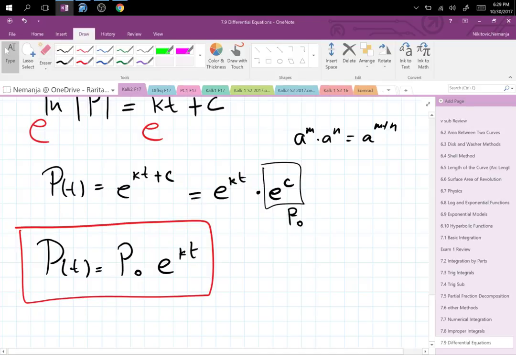Yes? C can be any constant. How do you know that e to the c is P0? Very good question.